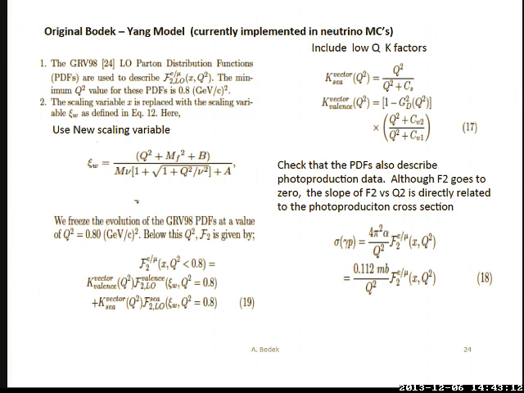Okay, so this is the original Bodek-Yang model, which is implemented in the neutrino Monte Carlos. It has only 5 parameters. New scaling variable, a K factor for the valence quark, and a K factor for the C quarks. And that's it. And then you don't include photo production data in the fit. You check, does this predict the photo production cross section? So you just fit everything else, and you say my photo production is a check. And when you do that, you get the photo production cross section correctly. It all works.